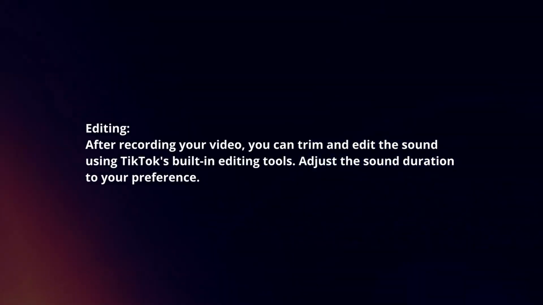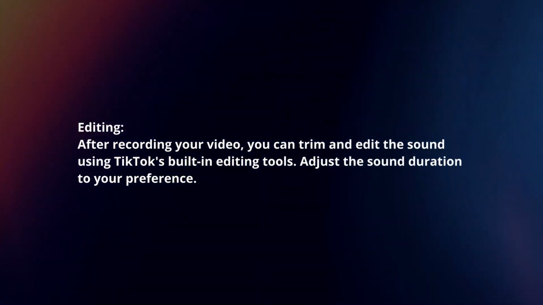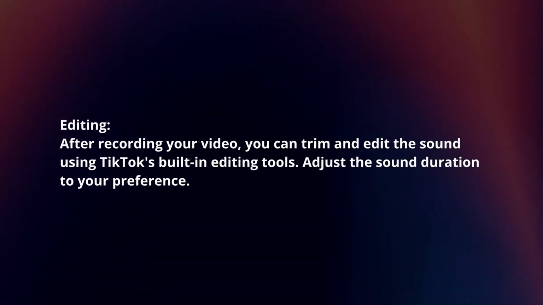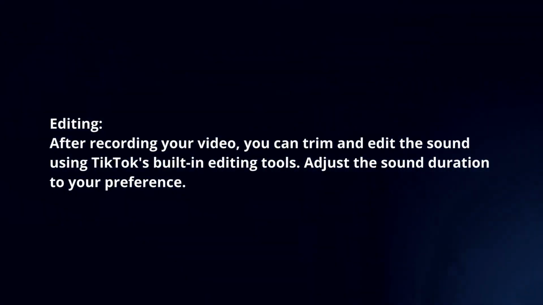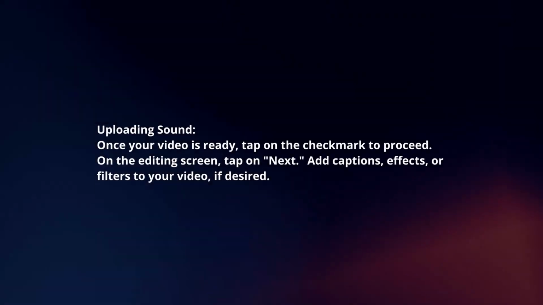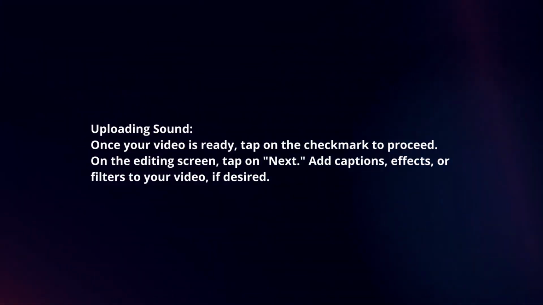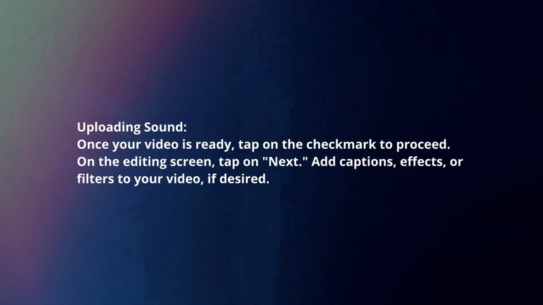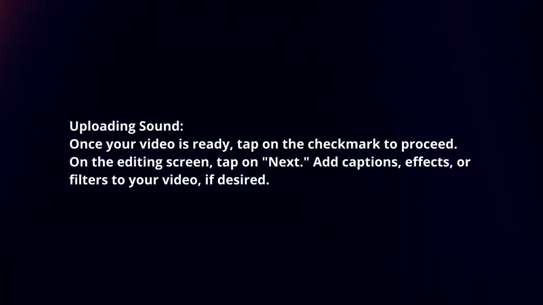Editing. After recording your video, you can trim and edit the sound using TikTok's built-in editing tools. Adjust the sound duration to your preference. Uploading sound. Once your video is ready, tap on the checkmark to proceed. On the editing screen, tap on Next. Add captions, effects, or filters to your video if desired.